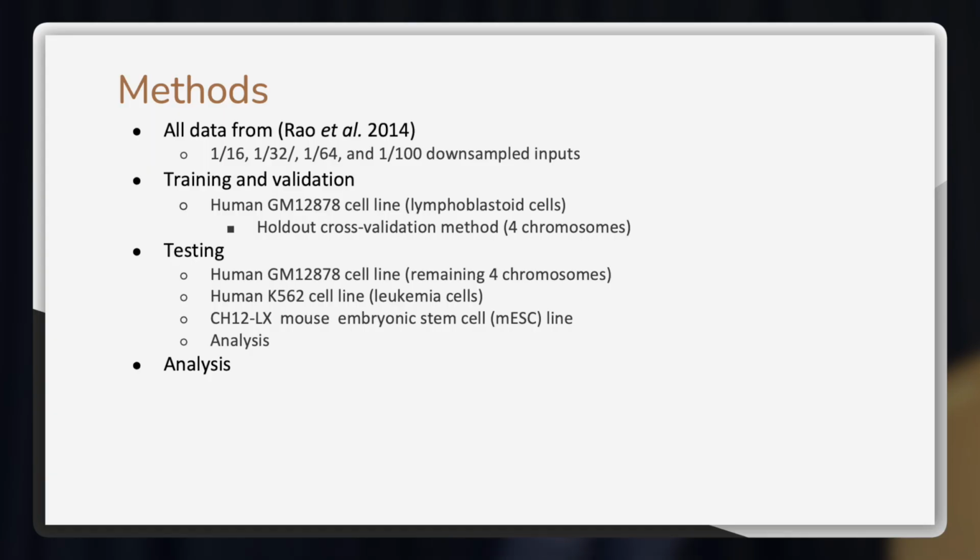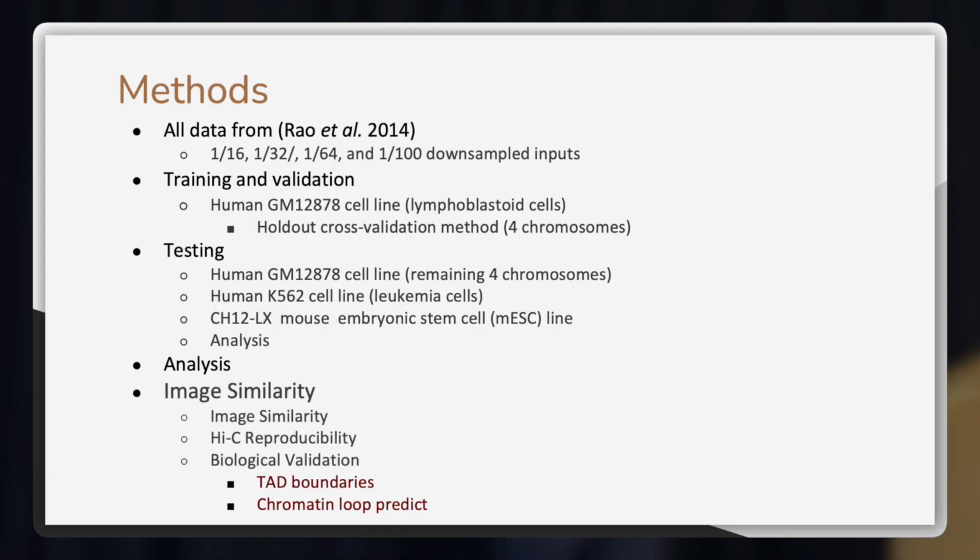And then for our analysis, we used image similarity metrics, which are pixel-wise comparisons between the high-resolution image and our predicted images, as well as Hi-C reproducibility, which are stratum-adjusted correlation coefficients that were developed specifically for these resolution enhancement models. And then biological validation as well, to ensure that our predictions are consistent with the ground truth data, so are able to detect those biologically significant regions accurately.